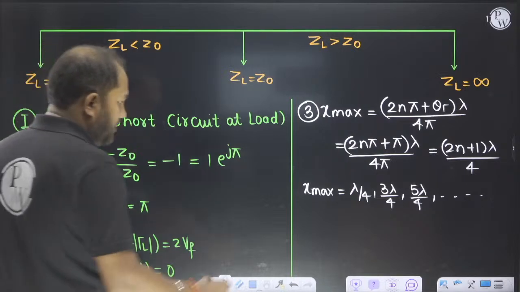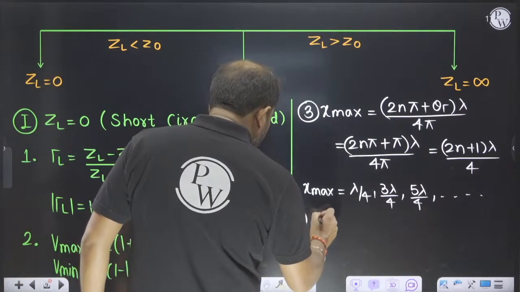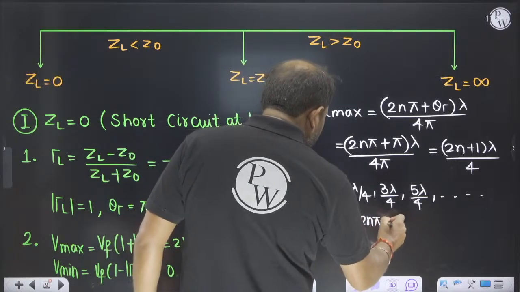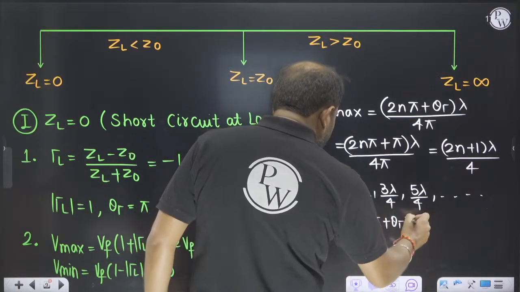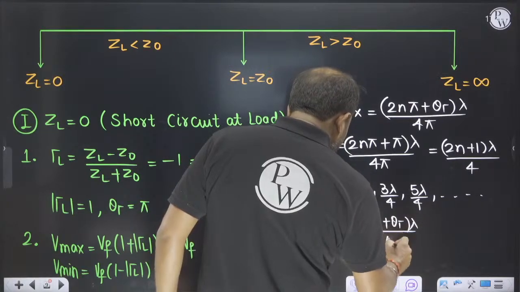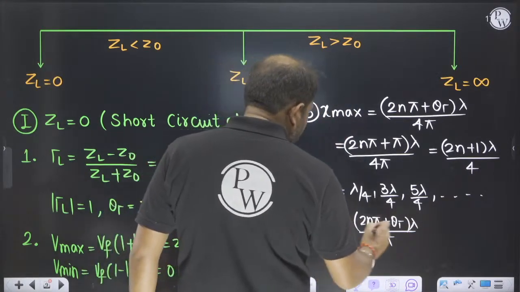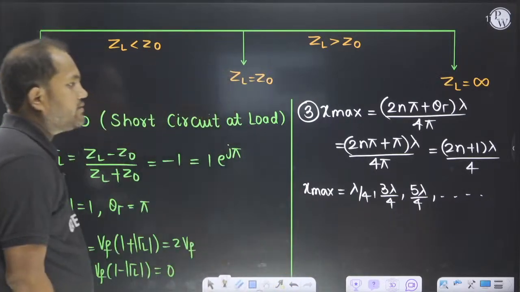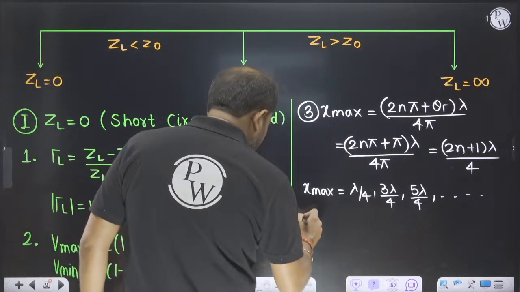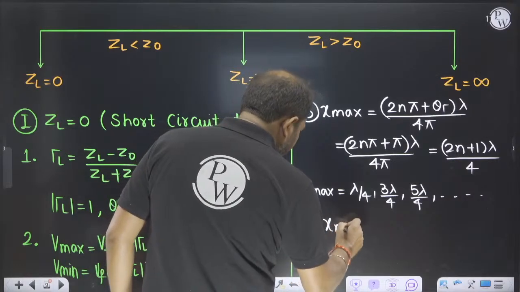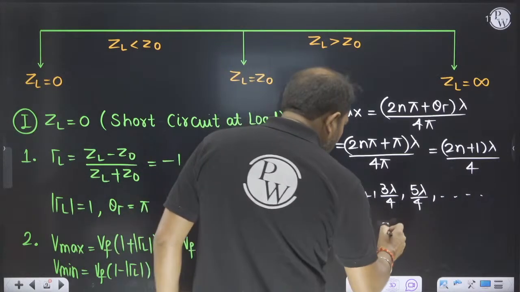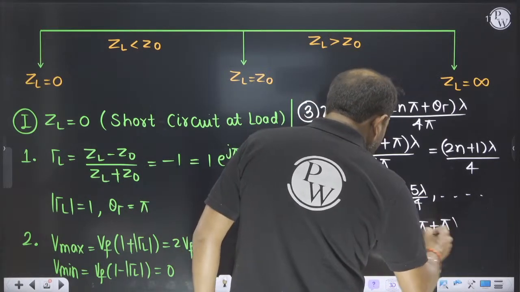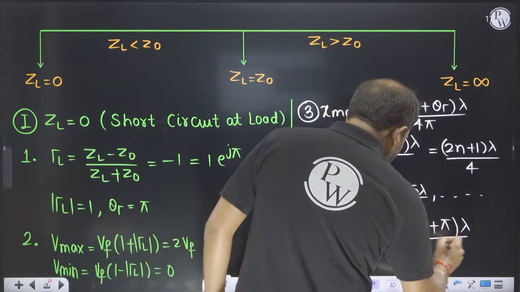Then the formula for X min is equal to 2n pi plus theta gamma into lambda divided by 4 pi. So 2n plus 1 pi is there for X min. So for X min, I will calculate in a different page. So I will calculate it here also. So X min is equal to odd multiple of pi plus theta gamma into lambda divided by 4 pi.